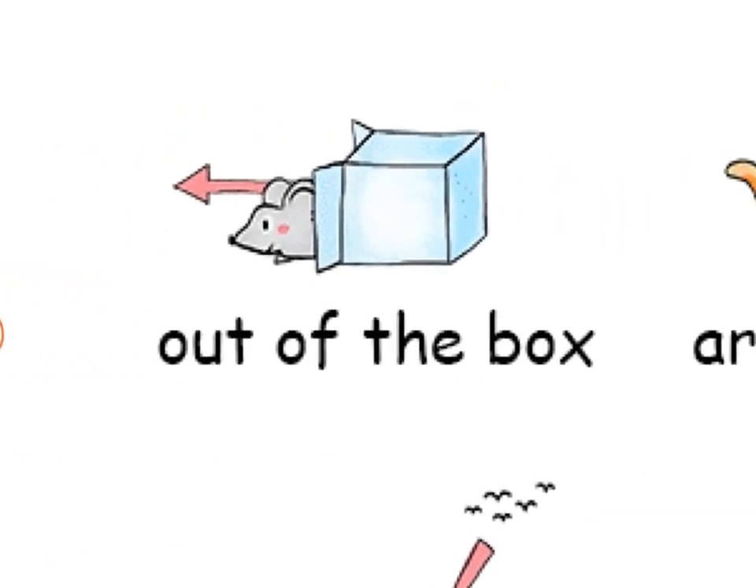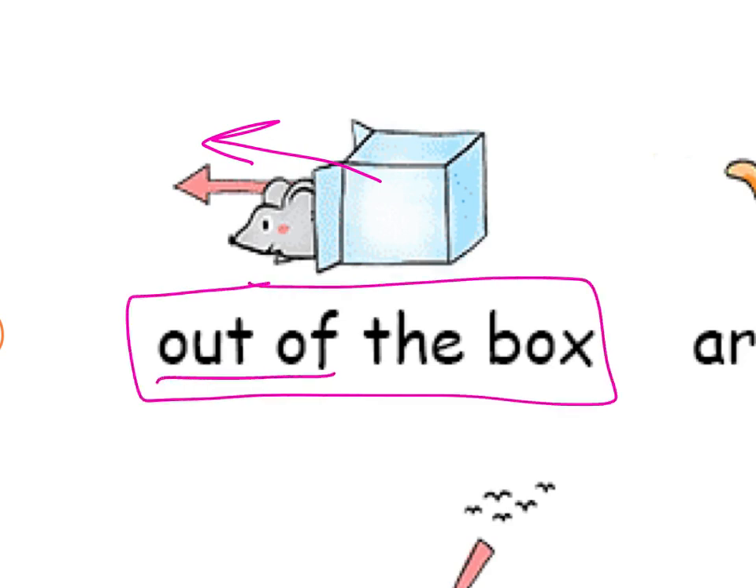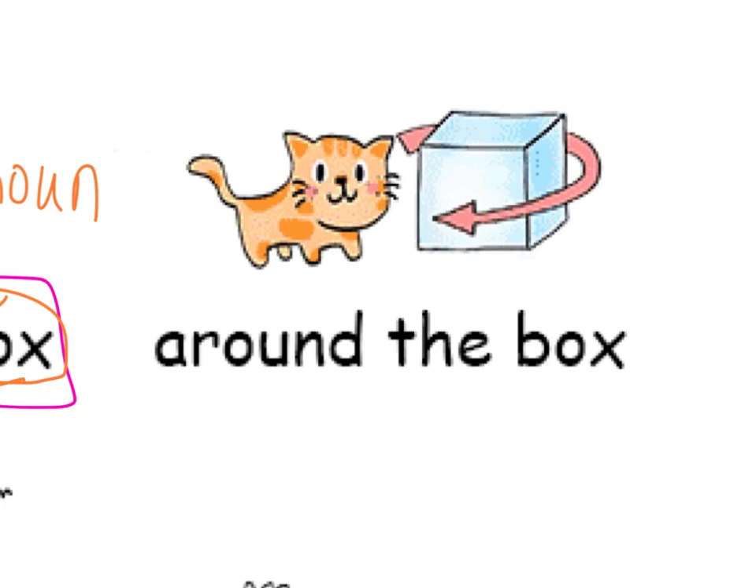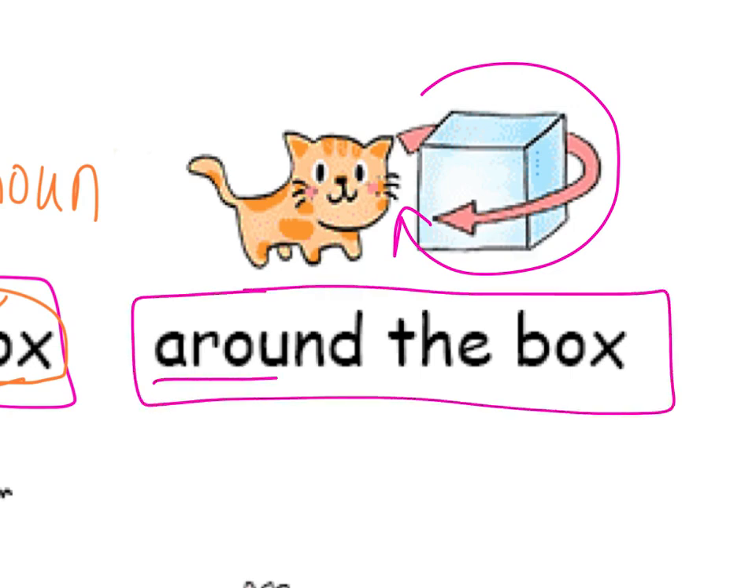The mouse can also move out of the box. Here is the prepositional phrase. Out of is a two-word preposition, and box is the object of the preposition. So this is a noun. It's just one, so we have the word the in front of it. Here the cat is moving around the box, in a circle. This is our prepositional phrase. Here is our preposition. Here is the noun at the end. It's just one, so we have the in front of it.